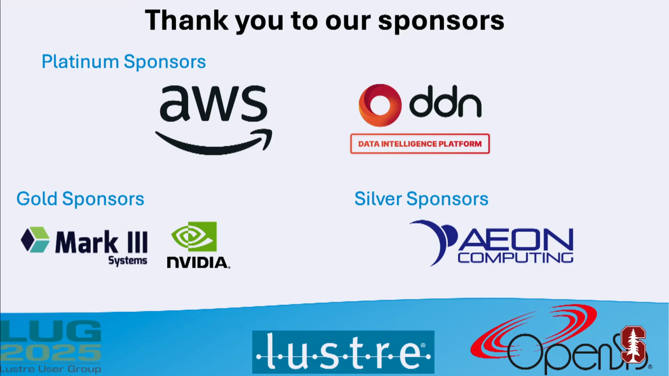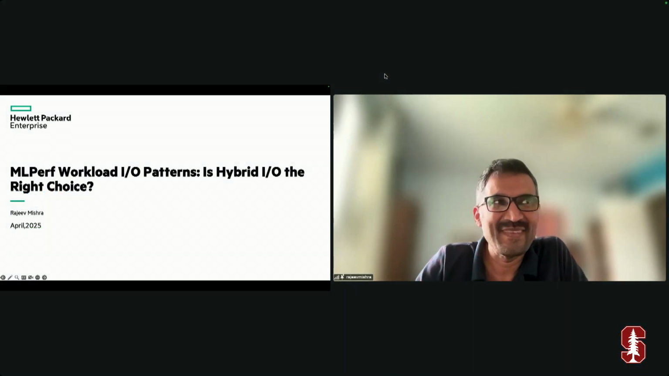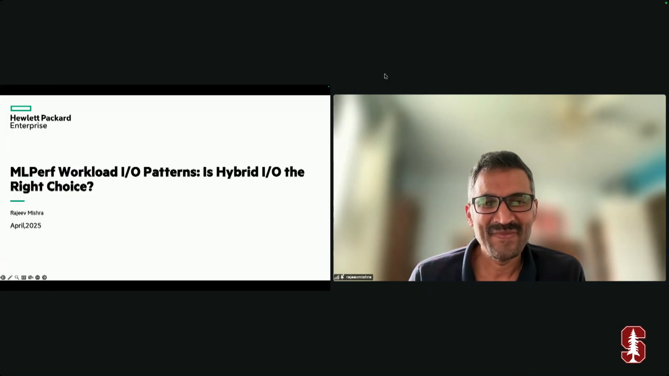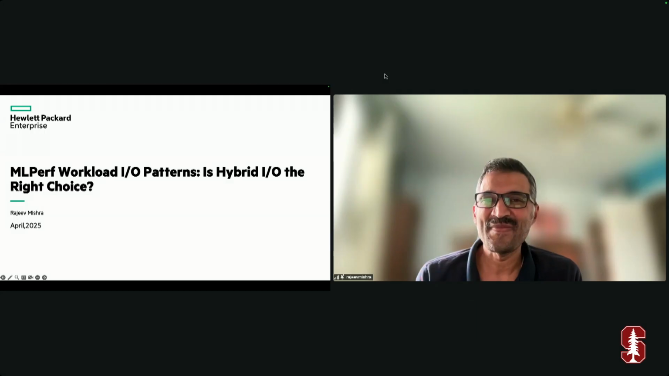I'll introduce our next speaker. Our next speaker is going to talk to us via Zoom. And this is Rajeev Mshra from HPE, talking about the impact of data loader caching on Lustre, a hybrid I/O approach.